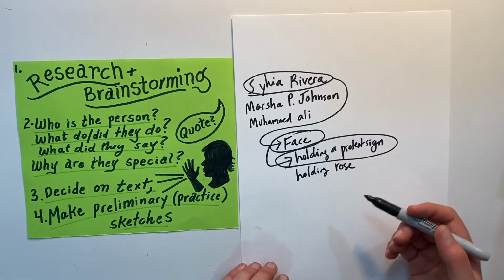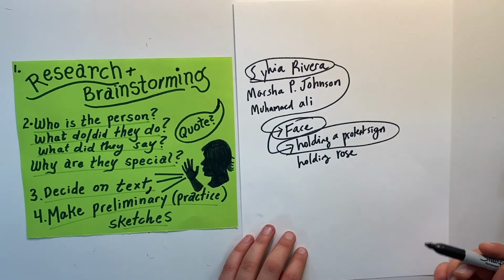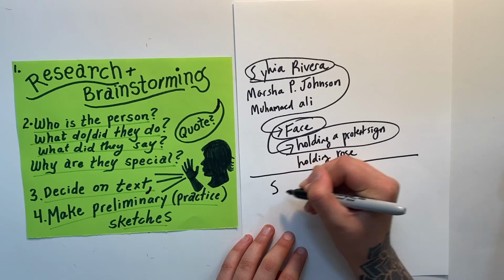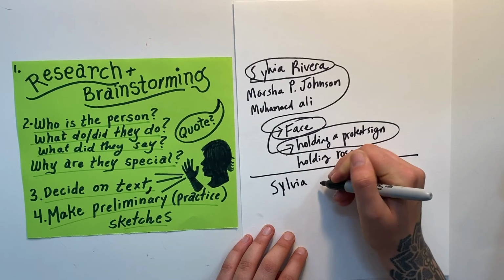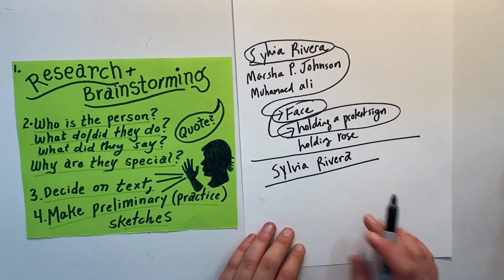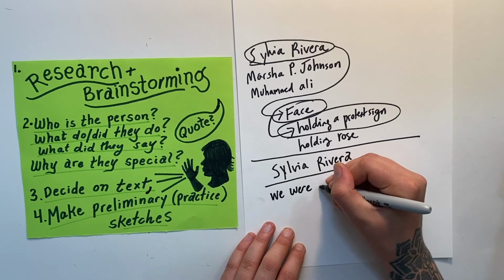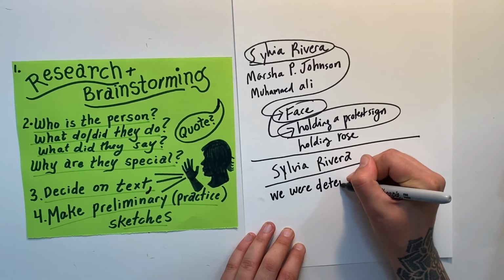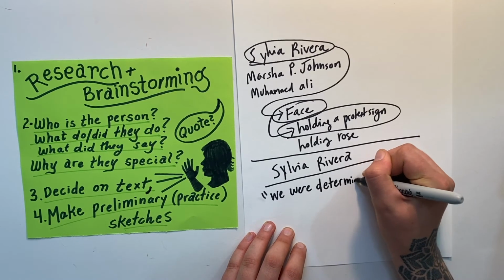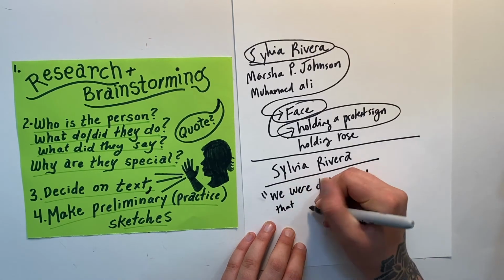So after we think about that, we'll decide on what we want our text to be. So you'll write out your text. I think I decided that I definitely want to have her name at the top. So I would want my text to be Sylvia Rivera. And then I chose a quote by her. So I would write down the quote as well, just so I know exactly what I'm putting on my poster. And I would just keep this in my sketchbook so that I can look at it as I'm working on my drawing, so that I can remember what I want to be on my poster.